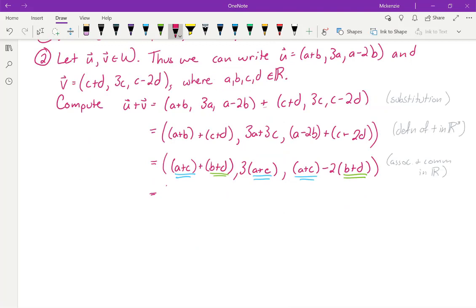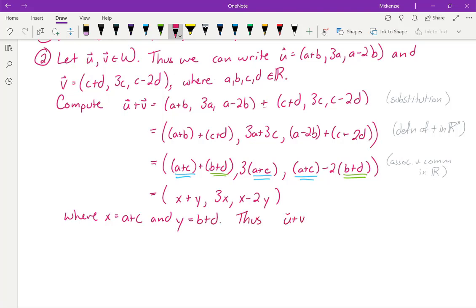And let's just hammer it home that we indeed have the right form by replacing these things, x, 3x, x minus 2y, where again we introduce new variables. X is a plus c and y is b plus d. Thus u plus v is in W because it has the appropriate form. Right. So that's our additive closure.